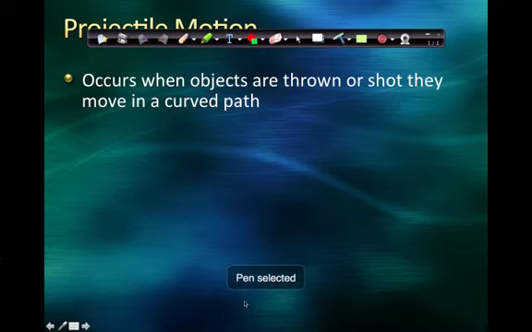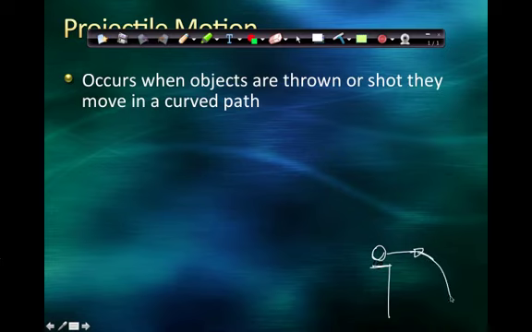So basically, let's say that you have some height. Let's use white. You have some height, and then you have an object that is flying off of this height. So maybe it was pushed or kicked. So it's going to be coming out. It's going to move horizontally, but it's also going to move down. So what you actually have is a curved path that looks something like this.